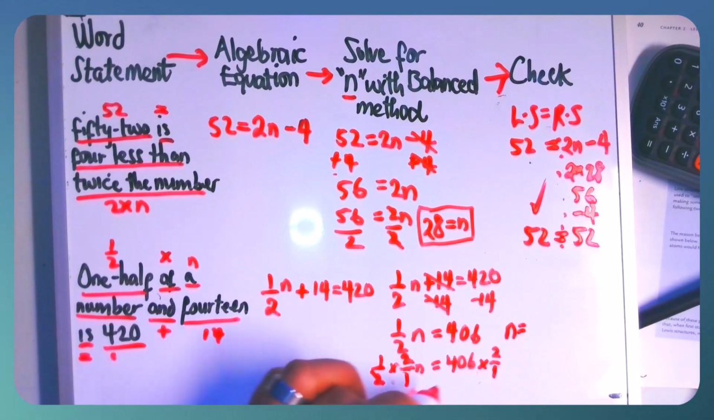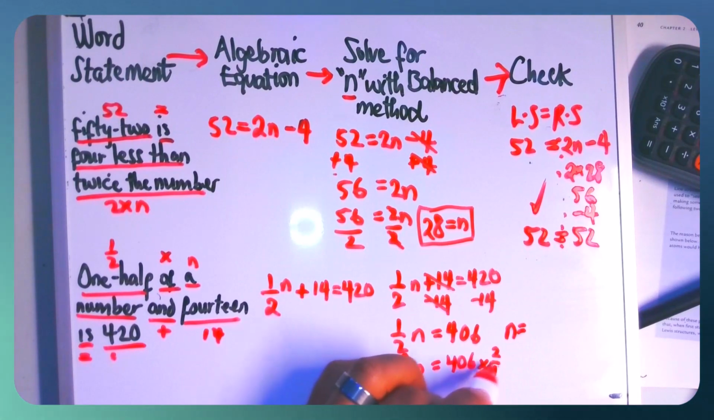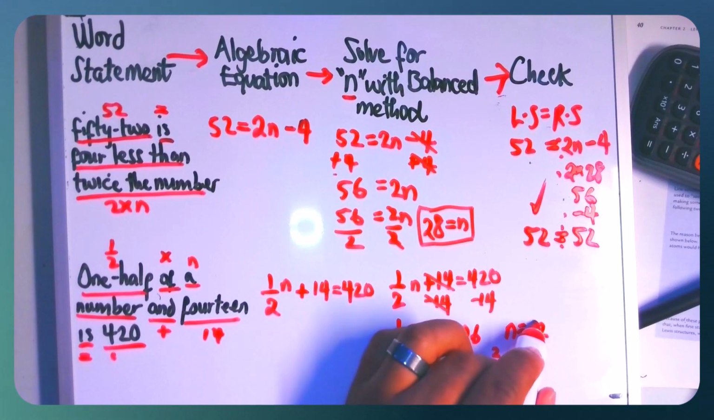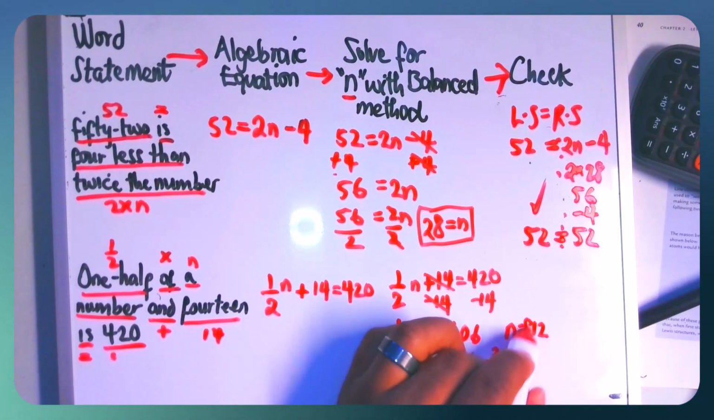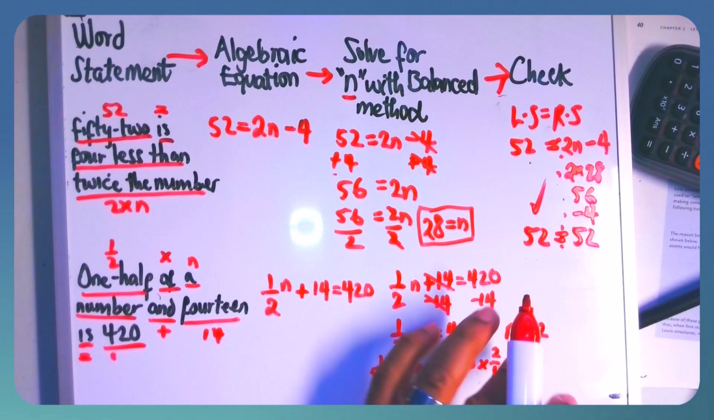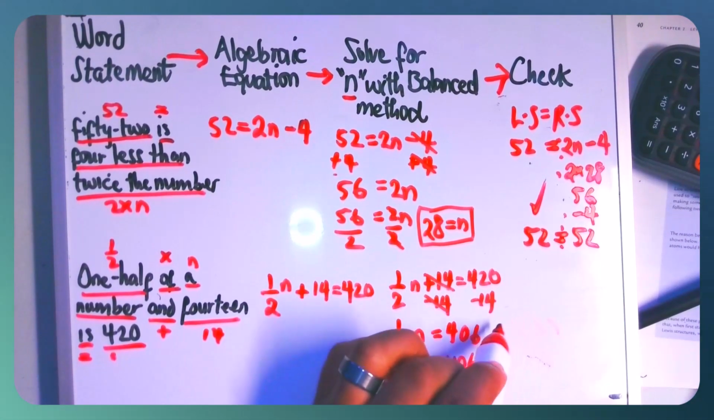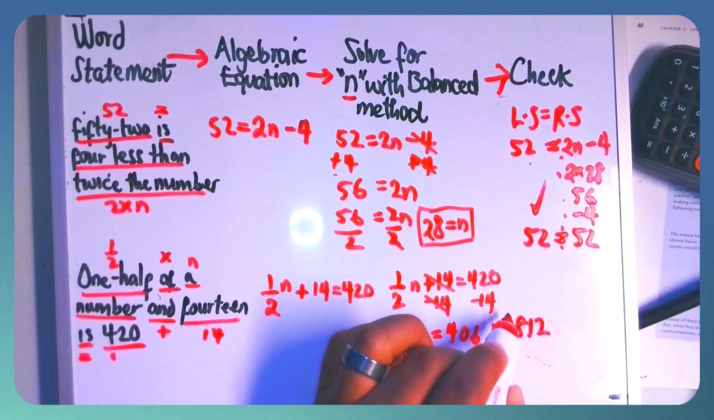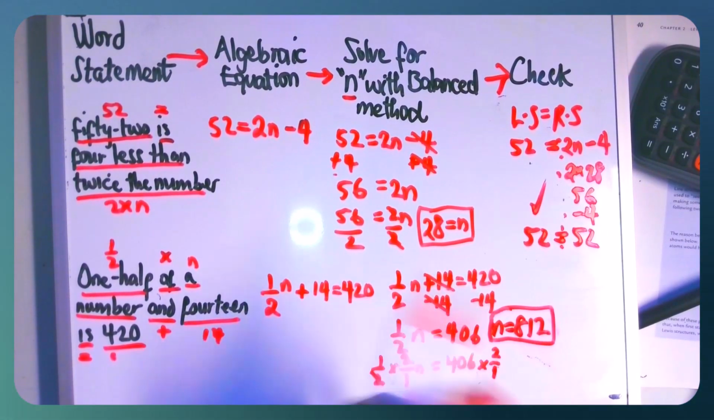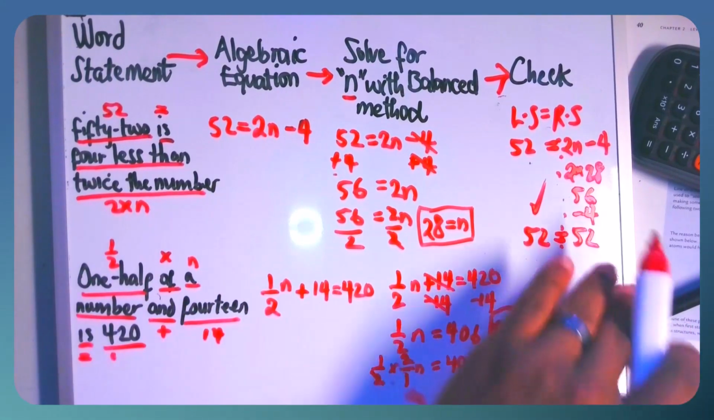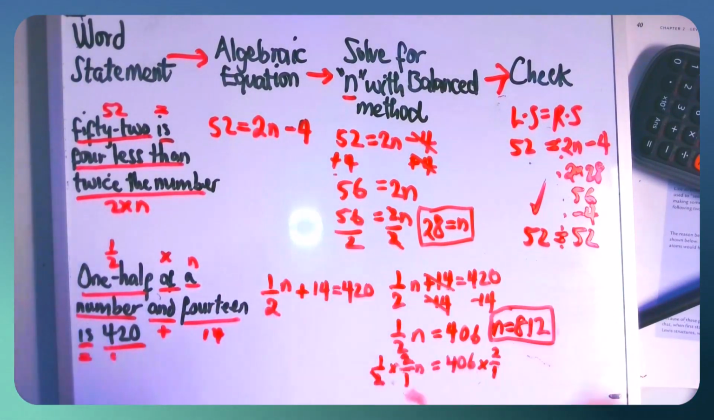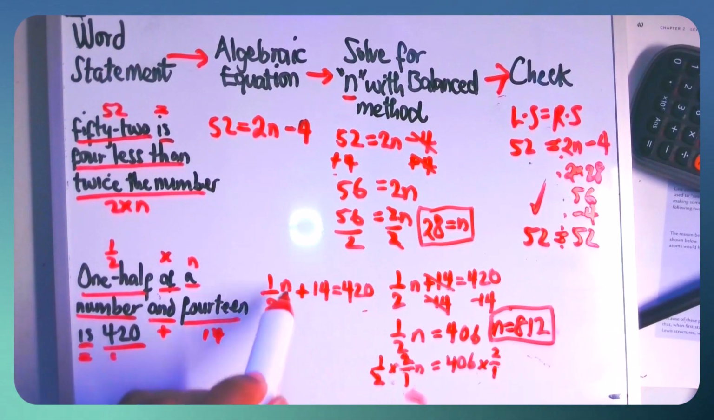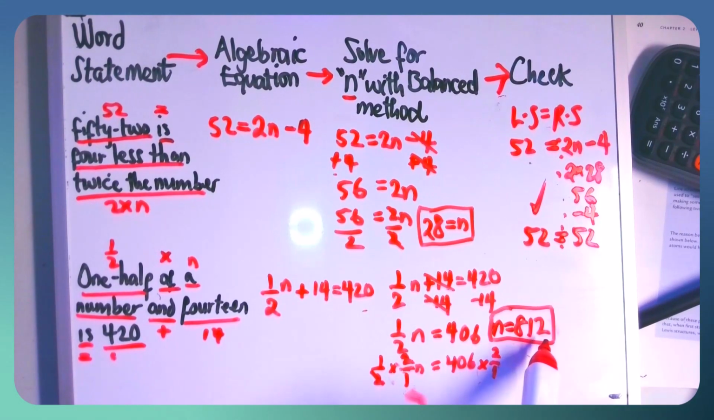and the right side here is 406 times 2, which gives us 812. So the answer for n is what? In this case, n is equal to 812. So what I challenge you to do for the final step, I know I don't have space here to check, but what I want you to do is to check whether the left side of this equation is equal to the right side of this equation if n is equal to 812.